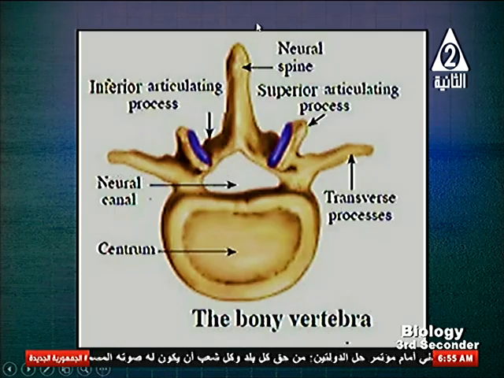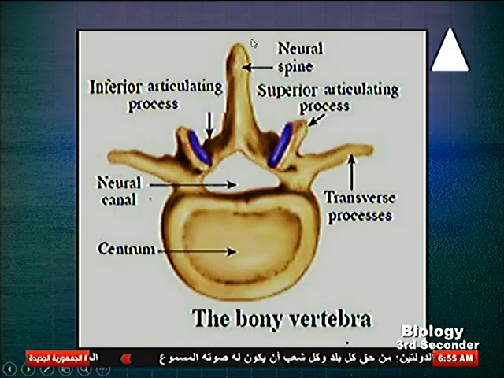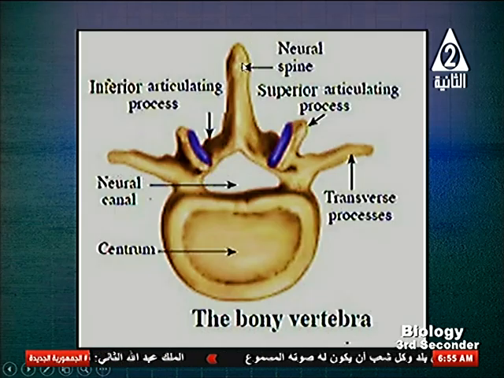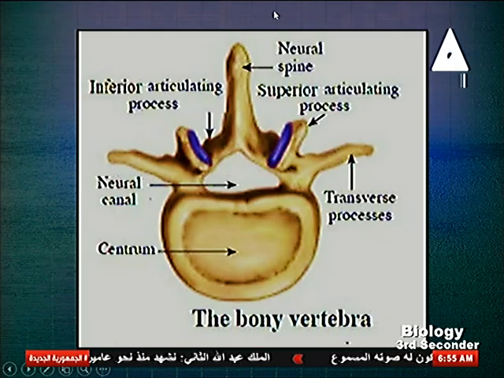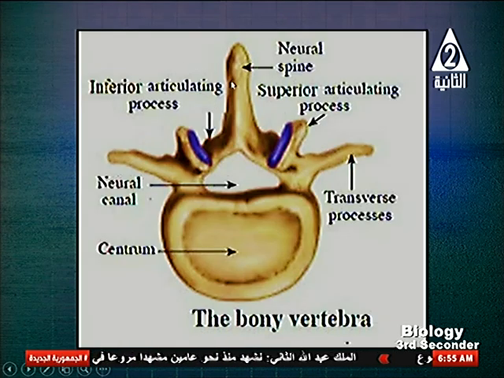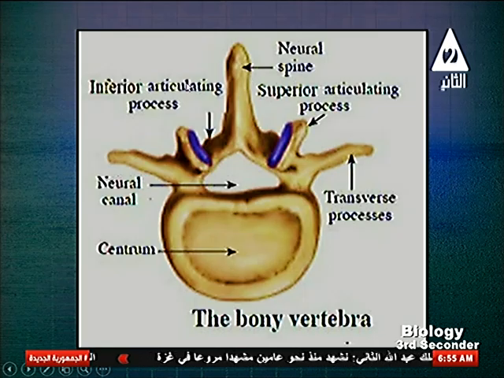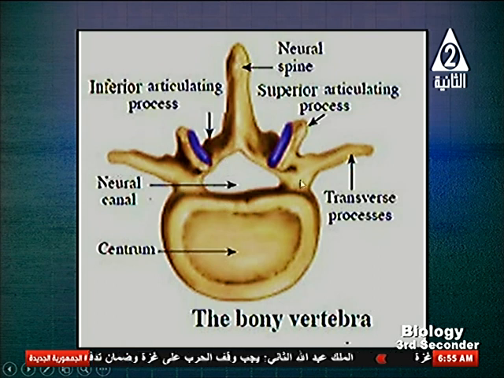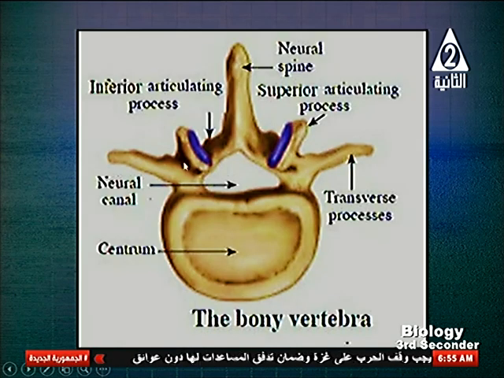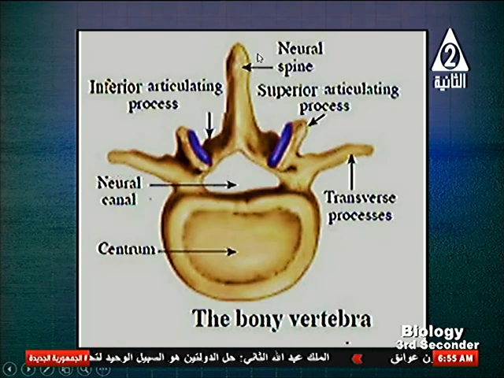The first one is the neural spine. It is a posterior process, posterior meaning from behind, from my back. It is directed downward and carried by the neural ring. Again, the neural spine is a posterior process directed downward, carried by the neural ring.